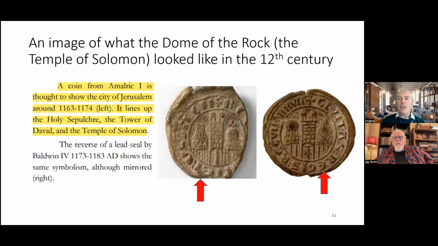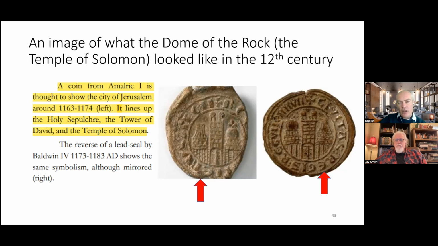Now, we also have these fascinating images from the 12th century. The Dome of the Rock is sometimes referred to as the Temple of Solomon at that time. A coin from Amalric I is thought to show the city of Jerusalem around 1163 to 1174. You can see the image on the left. It lines up with the Holy Sepulchre, the Tower of David, and the Temple of Solomon.